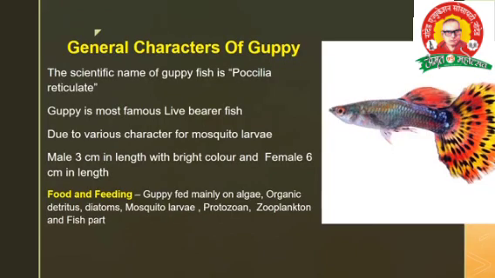In our title we have the taxonomy, general characters, food and feeding habit, and breeding. First title is the general characters of the fish guppy. The scientific name of guppy is Poecilia reticulata. Important, you can point out that the scientific name of guppy is Poecilia reticulata.